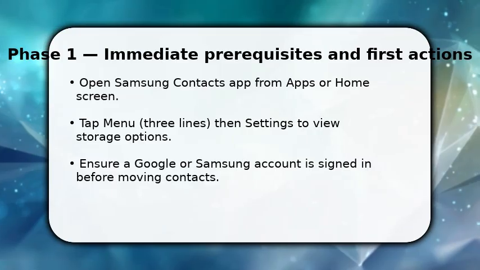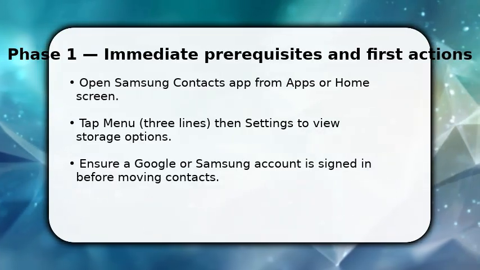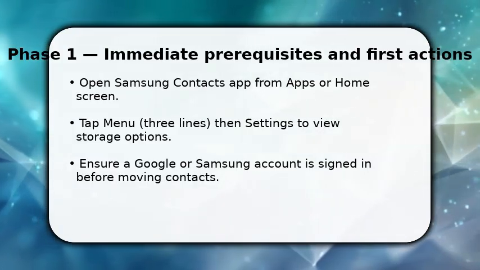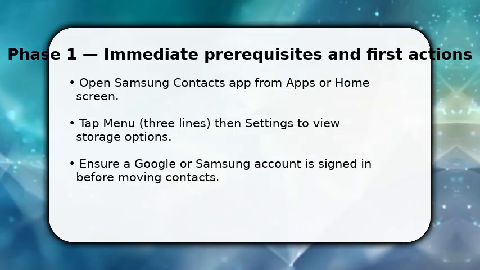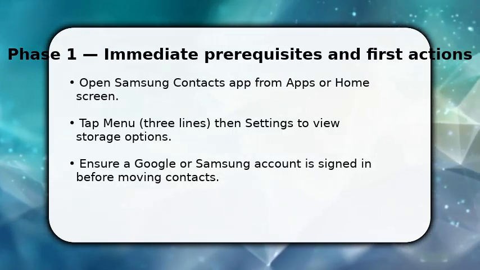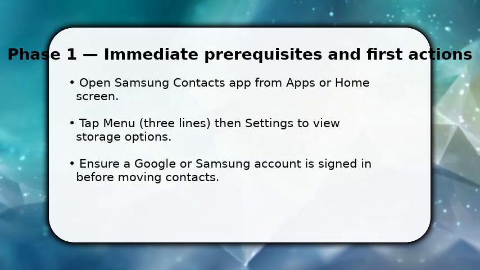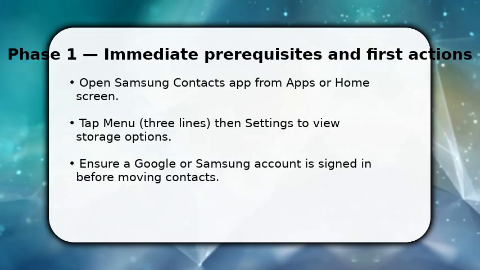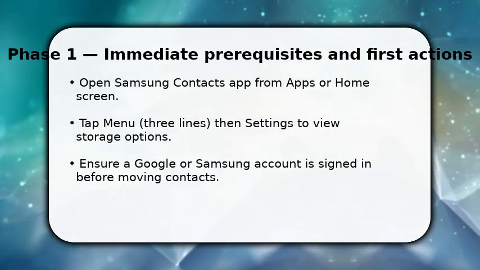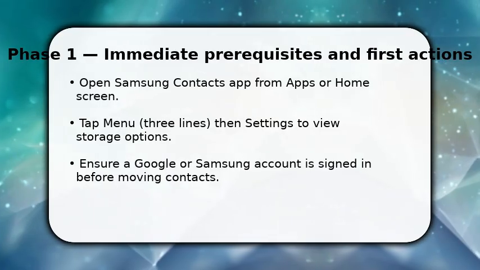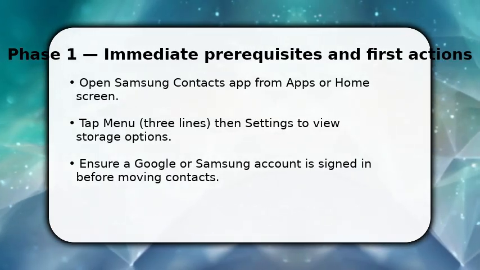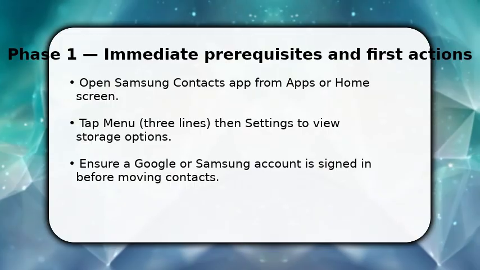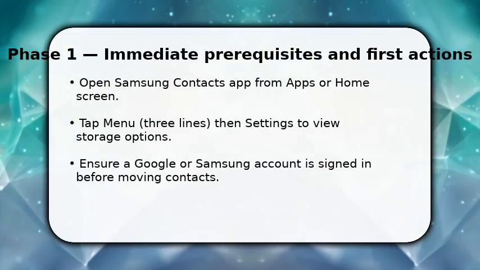You start in the Contacts app, open it now and don't delay. Once open, tap the menu icon, 3 lines, then choose Settings to access storage controls. Make sure you have at least one account added, like Google or Samsung, because that defines where contacts can live. If you need, add an account via Settings Accounts. This gives you a target location. You're setting up the destination now, so the move will be smooth and reversible if needed.